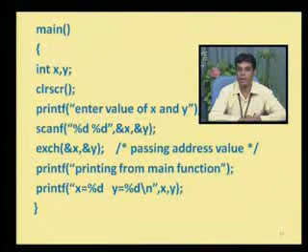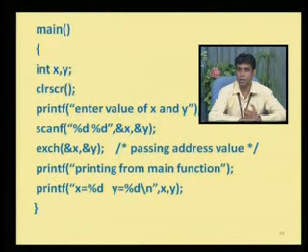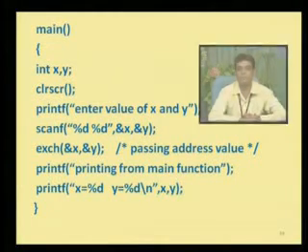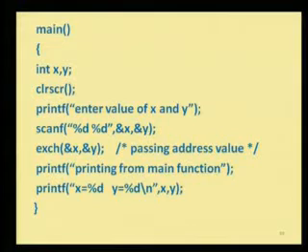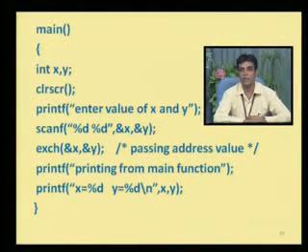Then in the main function, what happens? It is the same as in the earlier values program. Then int x and y are the two variables, then clear screen, printf enter the values of x and y, scanf %d, address of x and address of y. Now a very important point comes: we call the function exch, but we give it particular values, that is address of x and address of y.